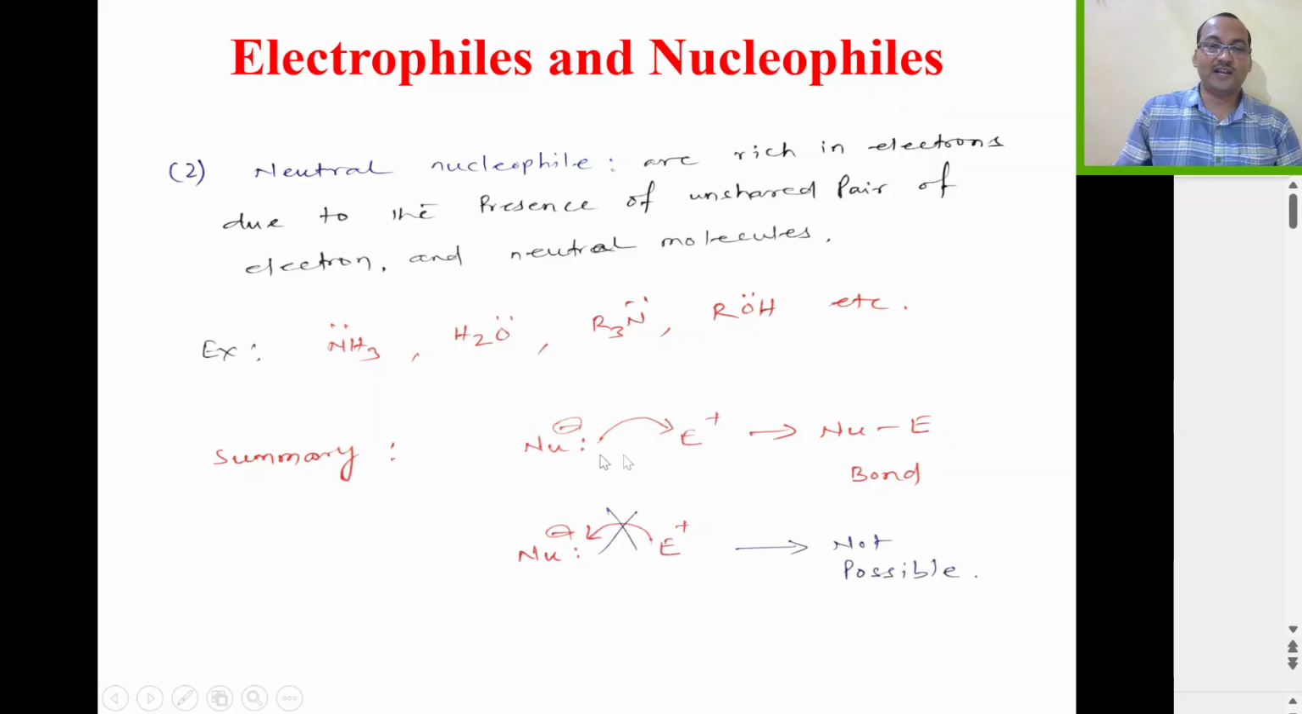It has a pair of electrons, and electrophile E plus is electronically deficient. So usually the nucleophile will attack the electrophile to form the nucleophile-electrophile bond. Since electrophile is electron deficient, it cannot attack the nucleophile. So if you draw the arrow to attack from electrophile to nucleophile, that is the wrong concept. So that is not possible.